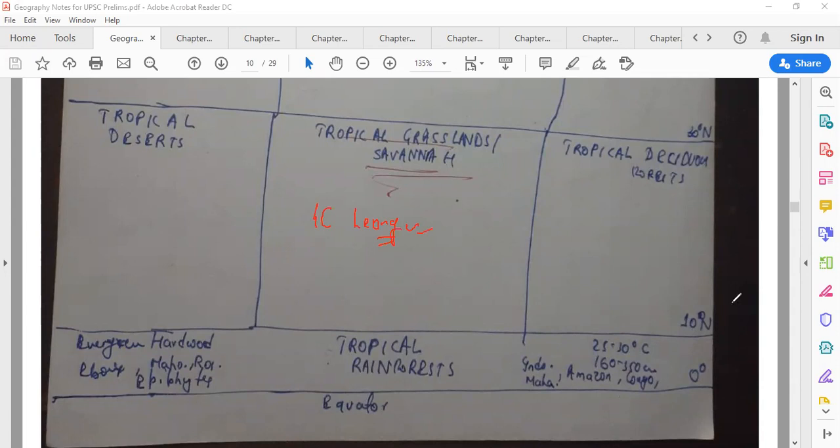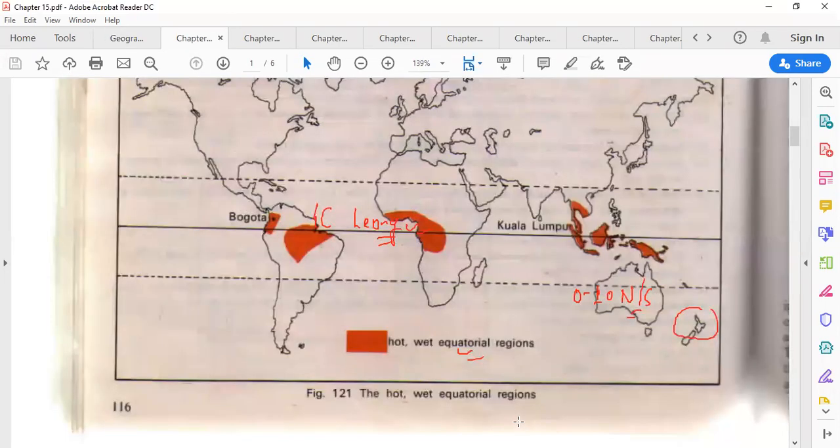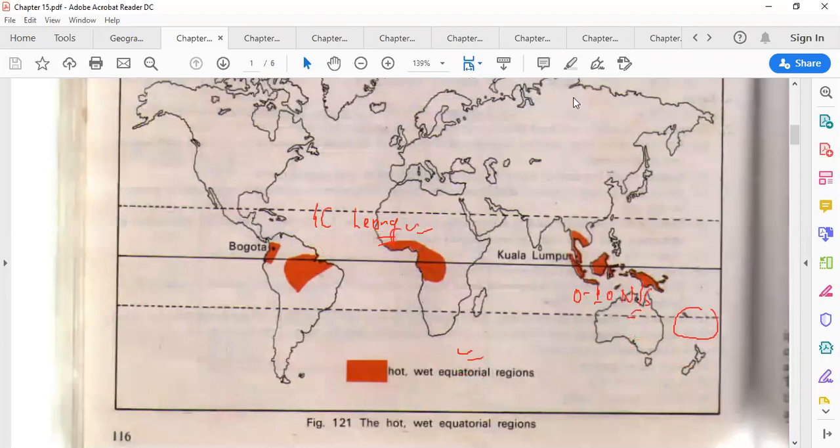So first of all, 0 degree to 10 degree north, and it's not only north, 0 degree to 10 degree north as well as south. You have these tropical rainforests. If you want to see it, I will just show you. See these areas, these hot, wet equatorial regions, and this is GC Leong.